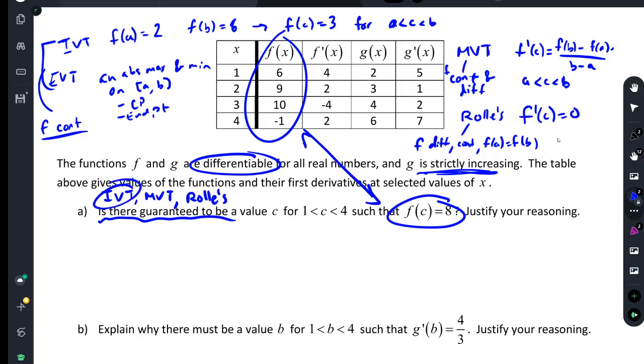Now, if I just look at the endpoints, this is what a lot of us get trapped into doing. If I just look at f of 1, which is 6, and f of 4, which is -1, well, 8 is not in between 6 and -1. So I'd say no, it doesn't have to be. But you always want to look at that sandwiching effect. So look, somewhere in between, from 6 to 9, our graph would have to pass through 8 because it's differentiable, which means it's also continuous. So because it's continuous, to get from 6 to 9, we have to pass through 8. So we're going to sandwich this.